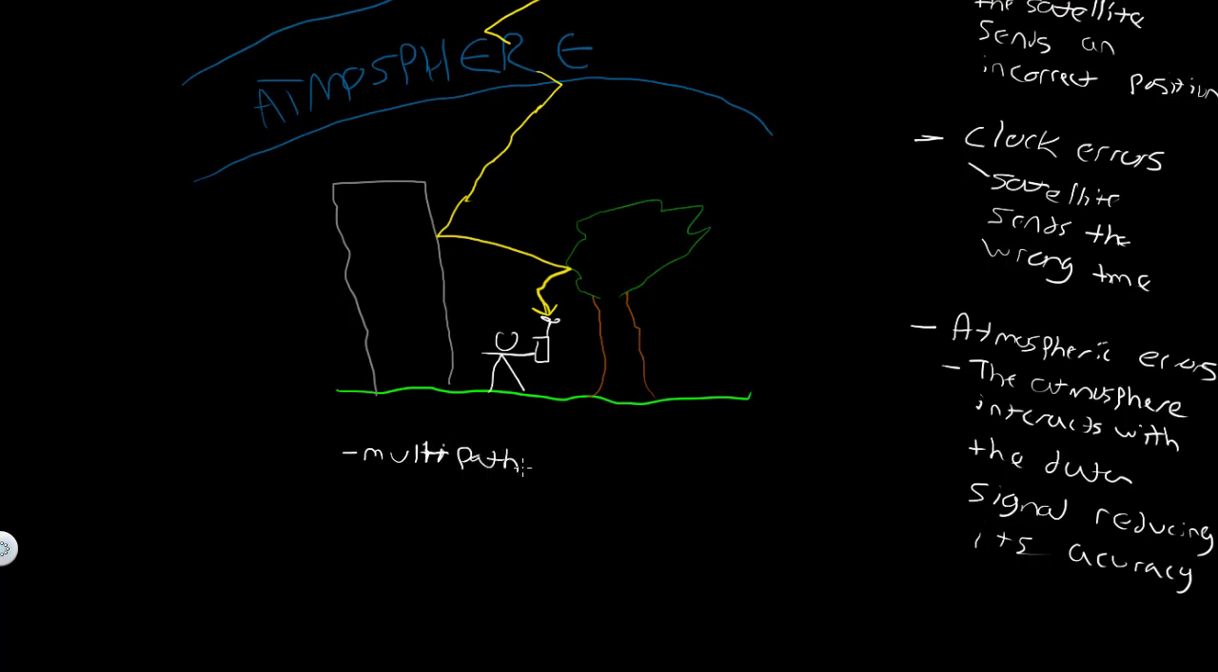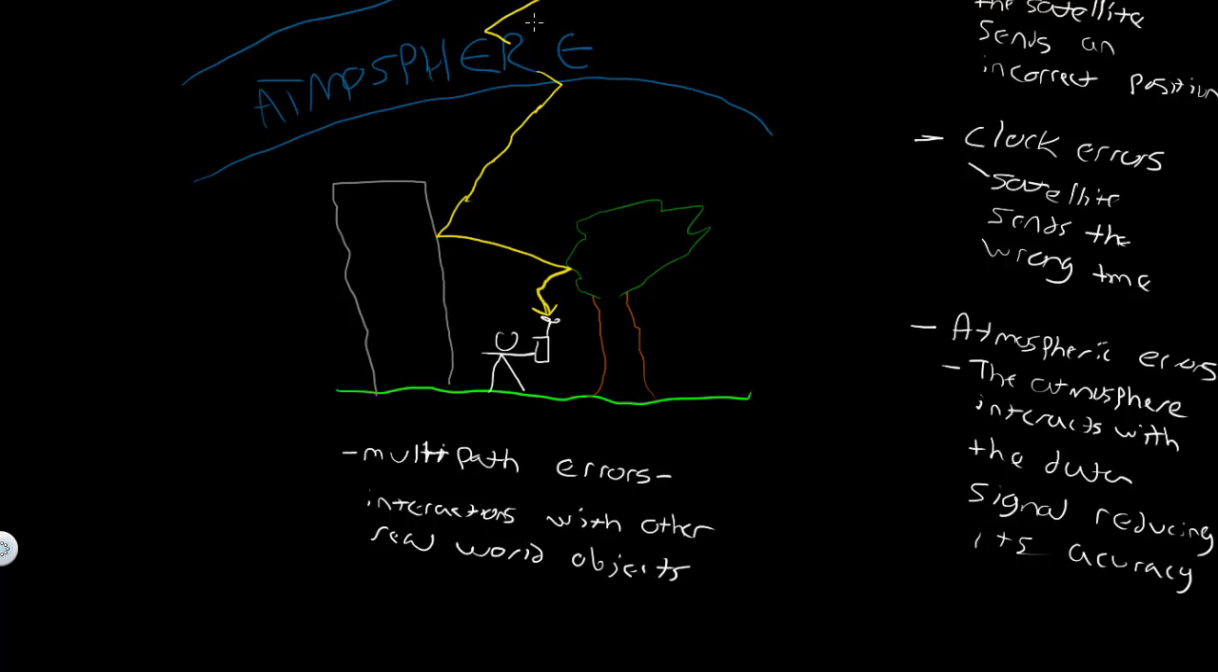Multipath errors. And again, this is basically just saying that the signal, once it reaches ground level, is still going to be bouncing off of objects. So this is basically interactions with other real world objects. And this is much the same as the atmosphere, except it's happening at ground level.